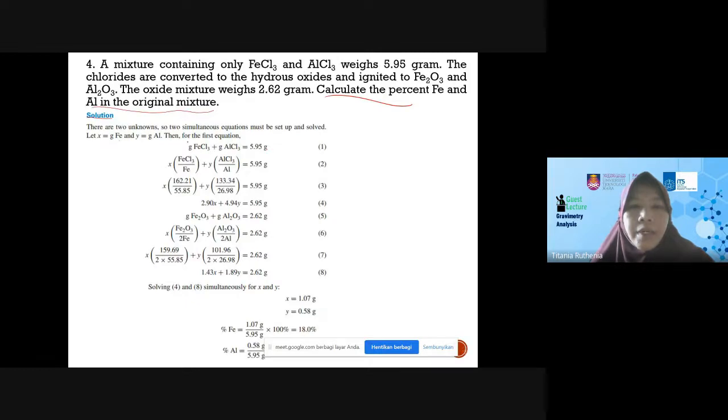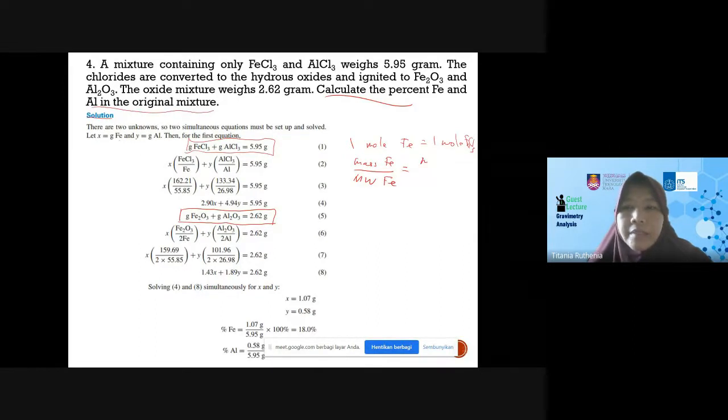So this is number 1, and this is number 2, in the form of chloride and in the form of oxide. So this is number 2 and this is number 1 and this is number 2. Because 1 mole of Fe is equal to 1 mole of FeCl3, the mass of Fe divided by the molecular weight of Fe equals the mass of FeCl3 divided by the molecular weight of FeCl3.